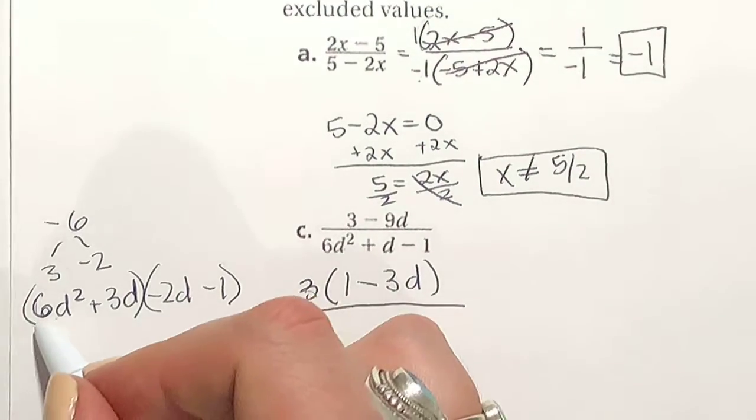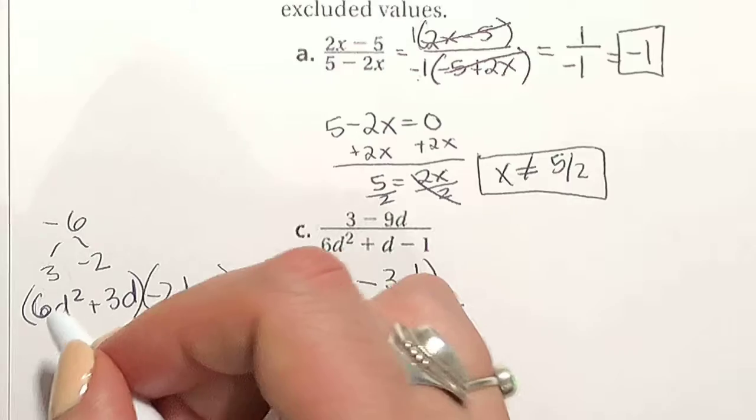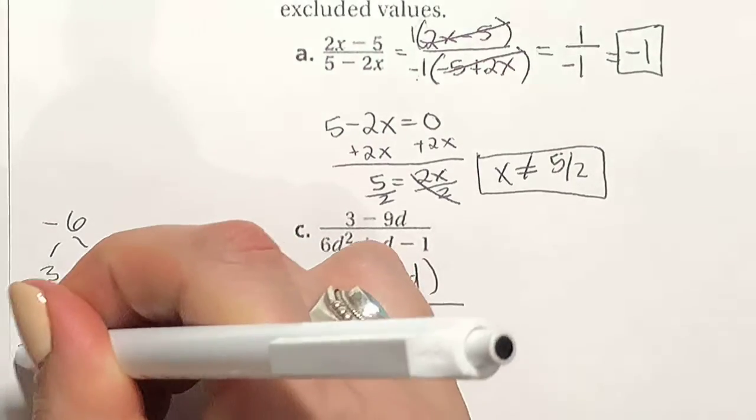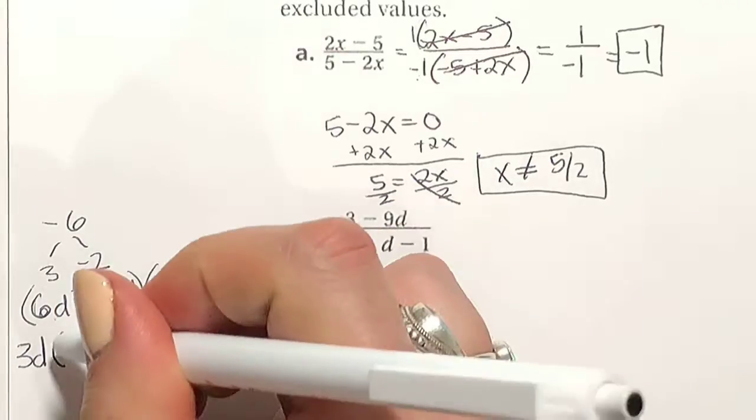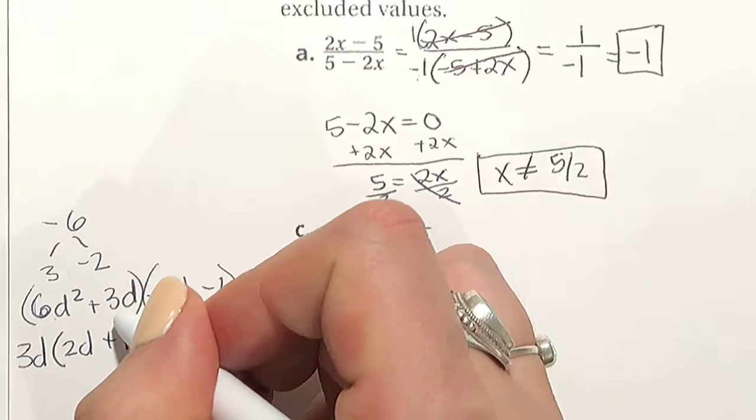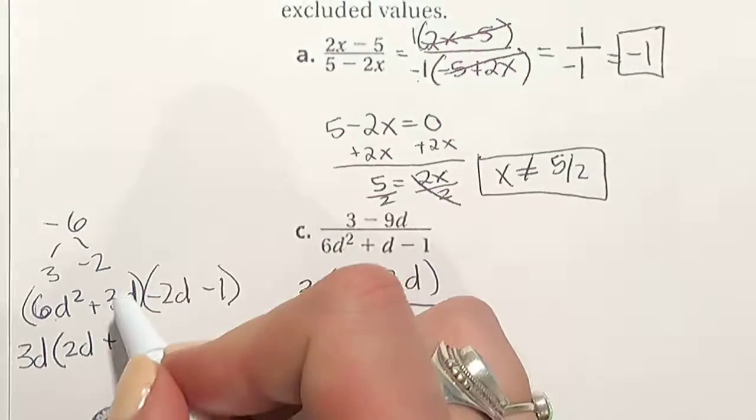And then once you have your 2 groups of 2, you're going to take the common factor out of each. So for 6d squared and 3d, we can take a 3 out of both of the numbers and a d out. So 6d squared divided by 3d is 2d, and 3d divided by 3d is 1.